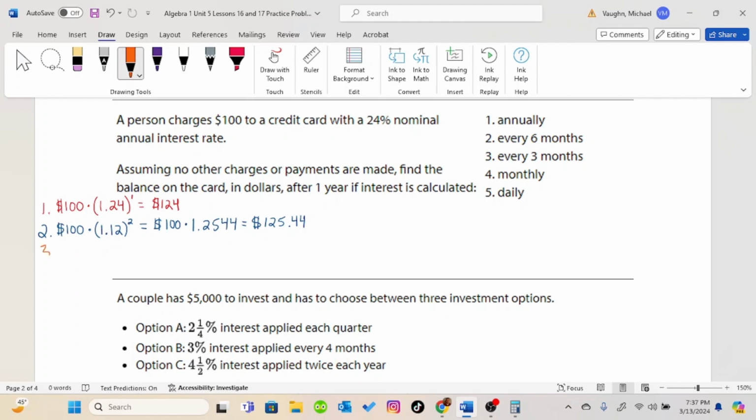Number 3. Now we're calculating it every 3 months. So we still start with the $100. But now when we multiply, every 3 months means we would make 4 payments. So 24% divided by 4 would be 6% each time. So we're going to say 1.06 is our growth factor, and our exponent is 4.